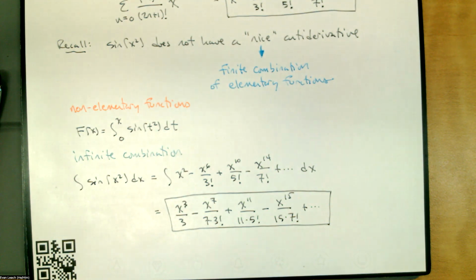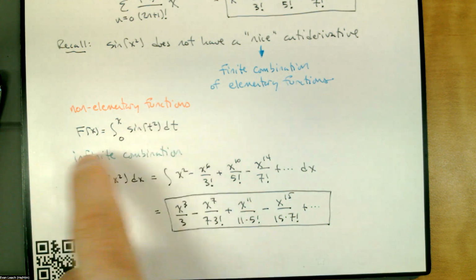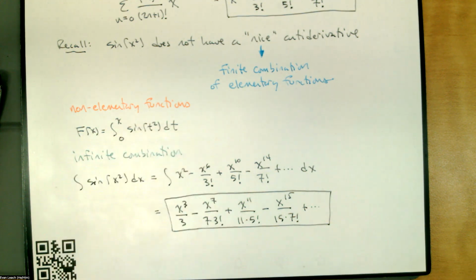So to write an antiderivative of sine of x squared, I can either use a finite combination of non-elementary functions or an infinite combination of elementary functions. Elementary functions are the ones that you've encountered so far. The only non-elementary functions you've come across are antiderivatives that must be constructed by the second fundamental theorem of calculus.